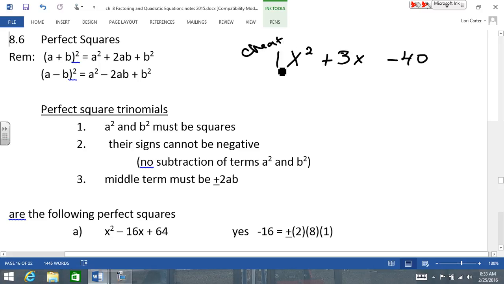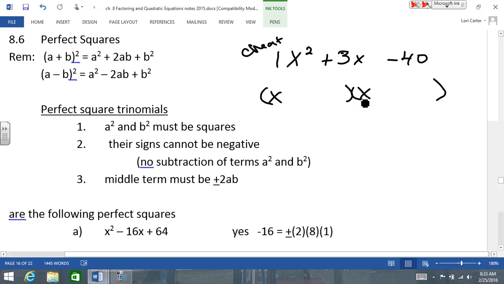What's the cheat? The funnel. No, funnel's the long way. What are the factors of x squared? x and x. So we know that this is going to factor into x and x because that's the only option.